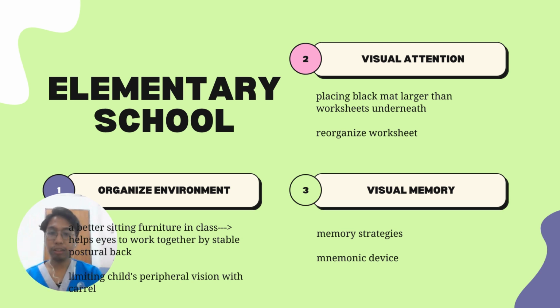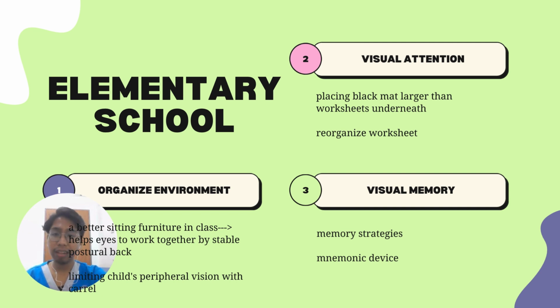And then reorganize the worksheet. So worksheet, bila kerja sekolah, mostly sangatlah mumble jumble. So make it very specific, very focused. Less is more. That's the keyword. Less is more, instead of more is good. No, it is less is more. Kurangkan so they only focus on the thing that they need to focus on. Alright. And next is visual memory.